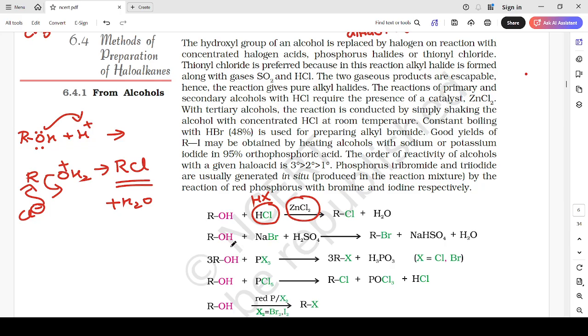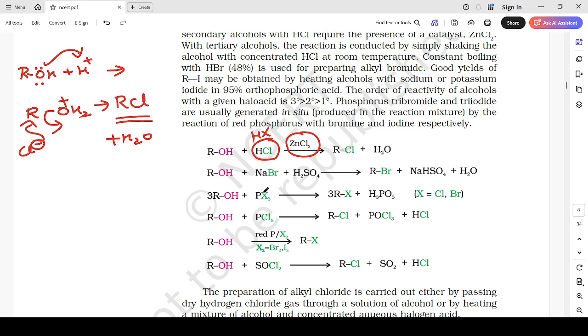The other very common method here is usage of PX3. 3 moles of alcohol in the presence of PX3, because there is 3X here, right? So I get 3 moles of RX plus H3PO3, phosphorous acid. Here X can be either chlorine or bromine. Instead of PX3, you can also use PCl5 here.